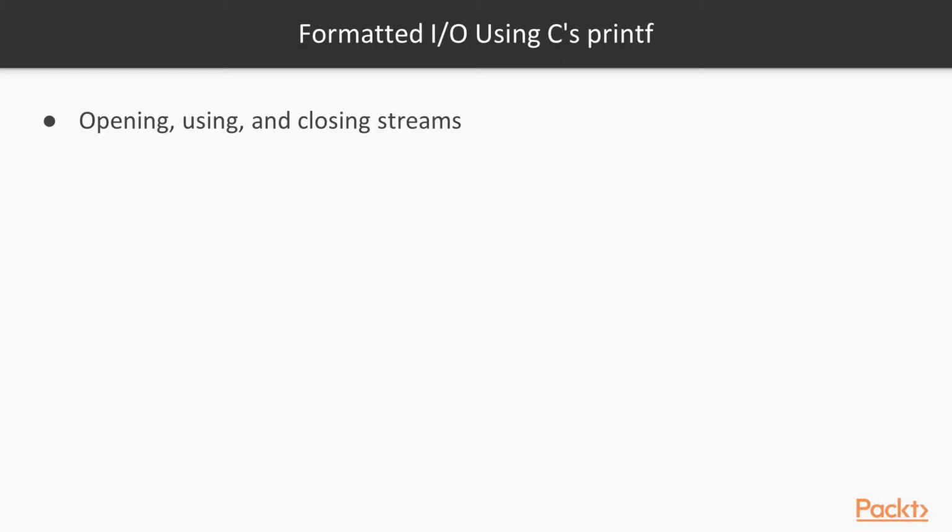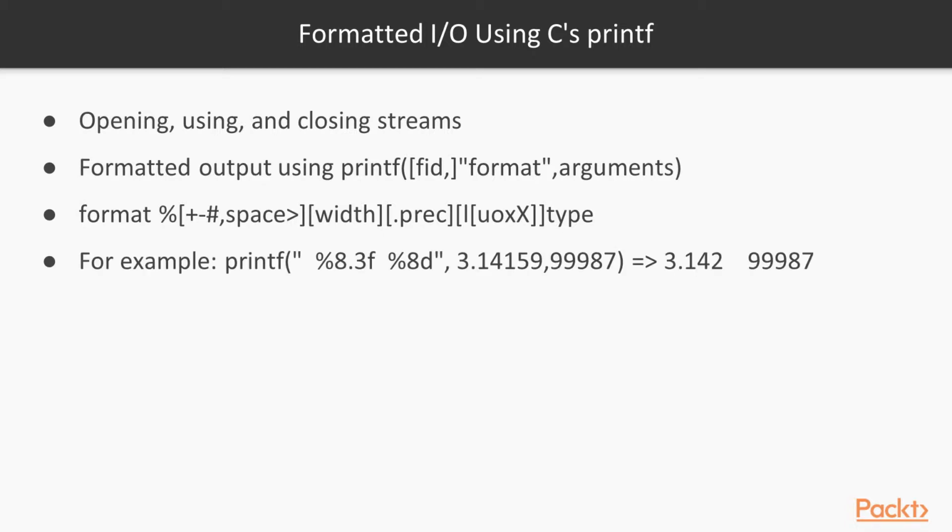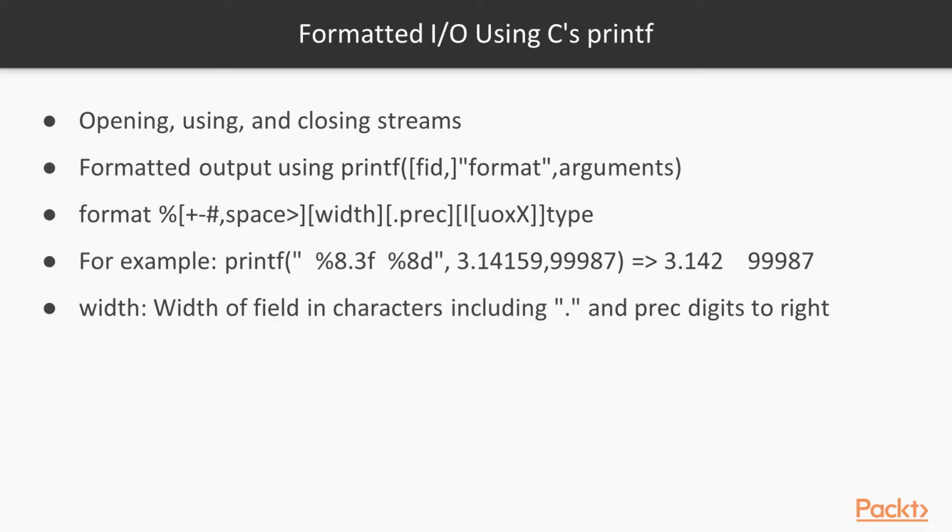Okay, formatted I/O using cfprint. Opening, using and closing streams, we'll show that. Formatting output using printf. And here's a good example right here. Let's go right to the example. Here we have %8.3f, and the percent sign means that's a format. These are all in quotes here. And then we have %8d. %8d is decimal integers. %8.3f is floating point with 3 decimal places after the point, and the 8 is the width of it, including the decimal point and the 3 decimal places after.